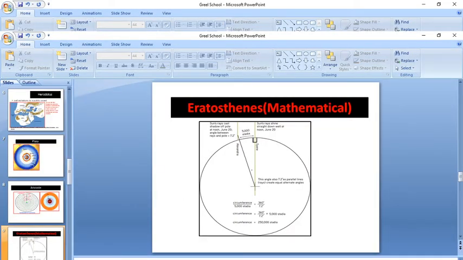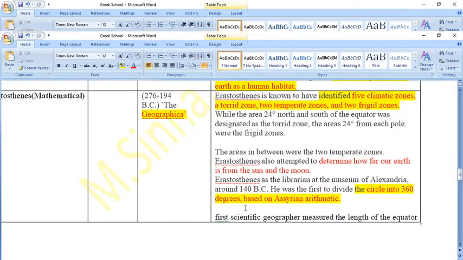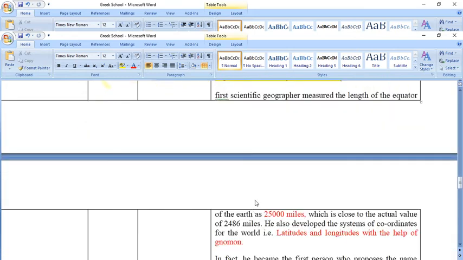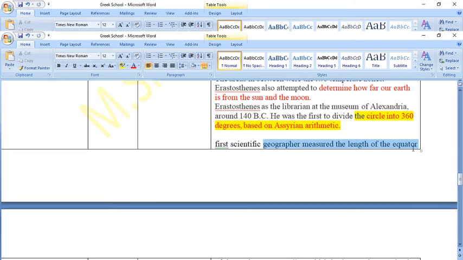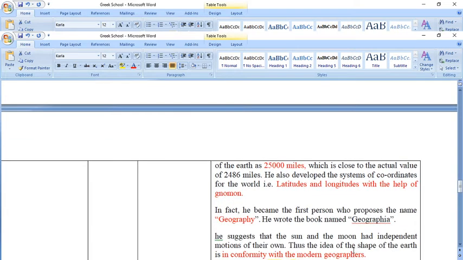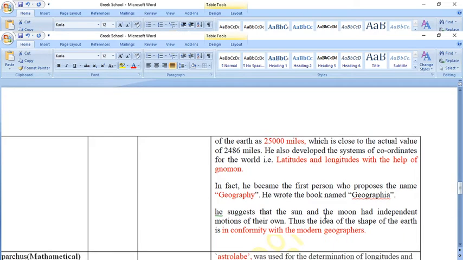He was a versatile genius. He made a geographical measure of the length of the equator. He tried to plot the coordinate system, latitude and longitude. He was the first to try to plot it, but those were not perfect in position. And his book was the Geographica. For the first time he used the word Geographica, or geography.